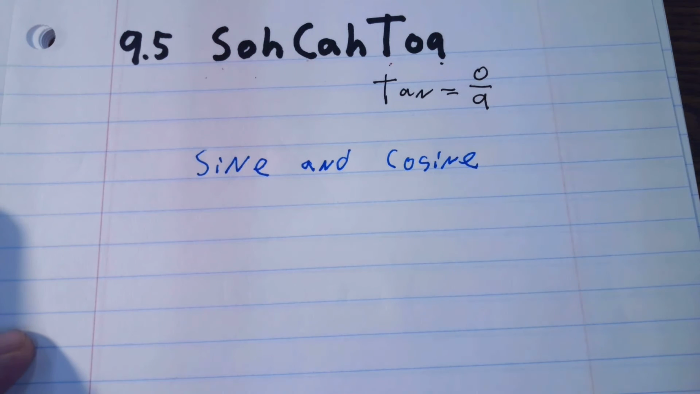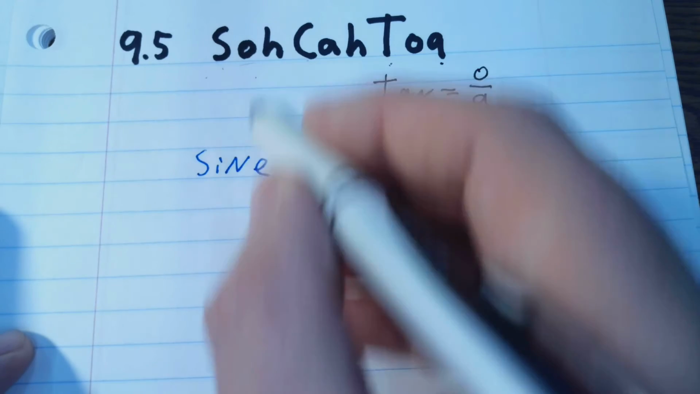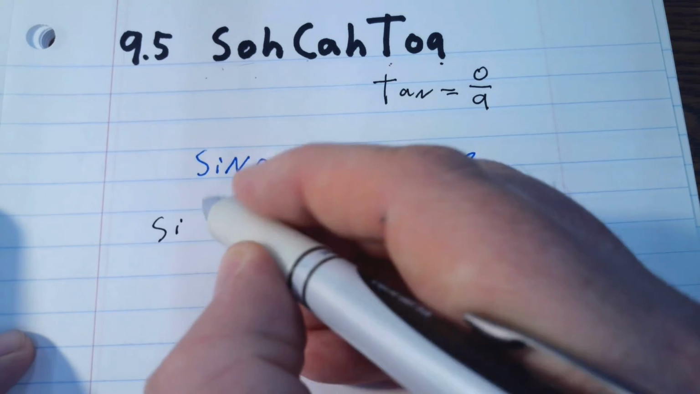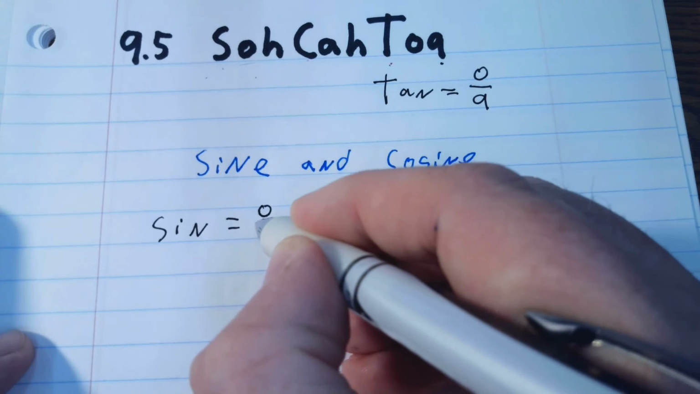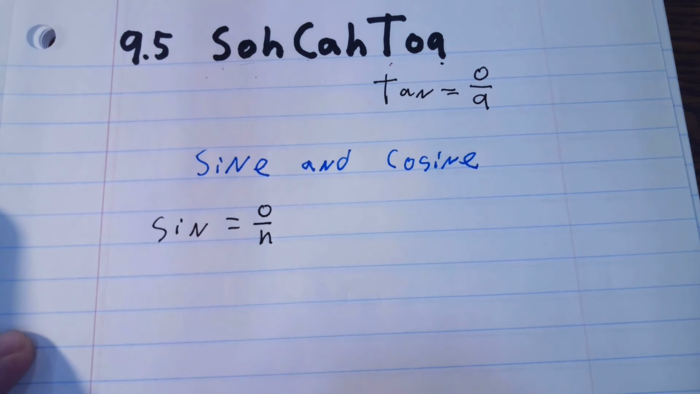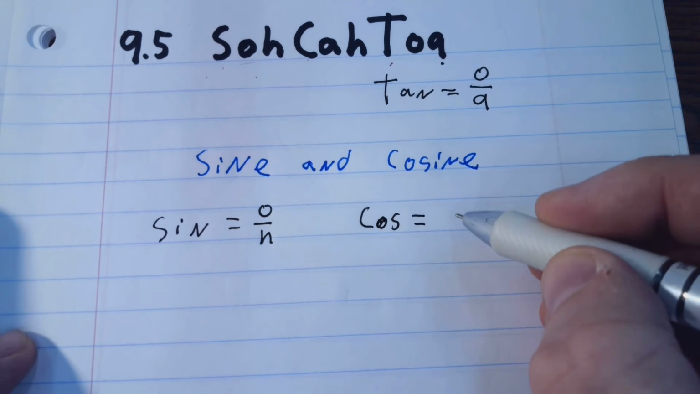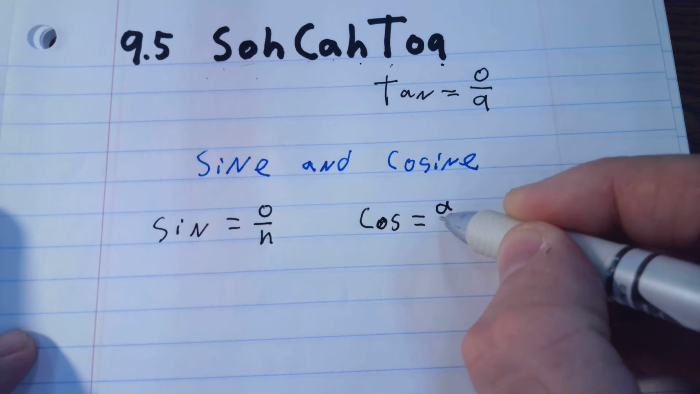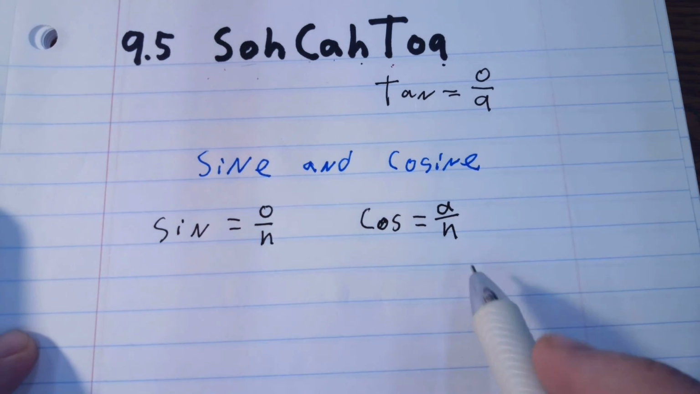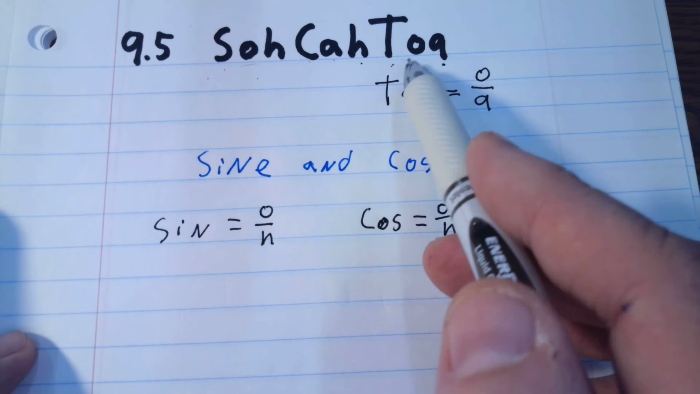This will be the sine and this will be cosine. I betcha that you guys can tell me now what the ratio of sine is going to be based on this. Sine is going to, say it, opposite over hypotenuse. And cosine is going to be adjacent over hypotenuse.